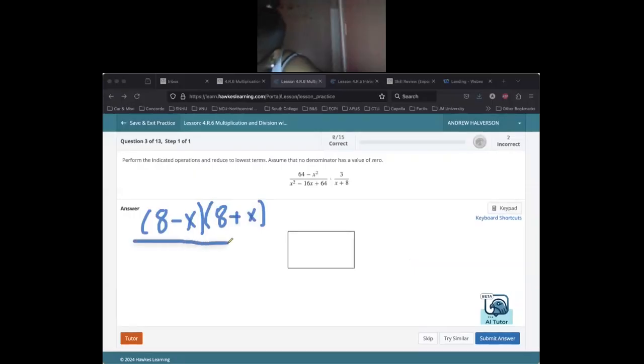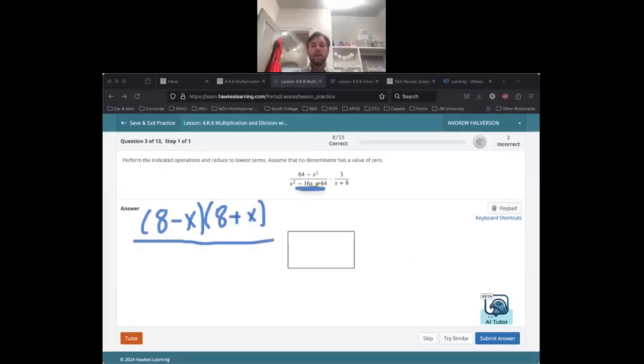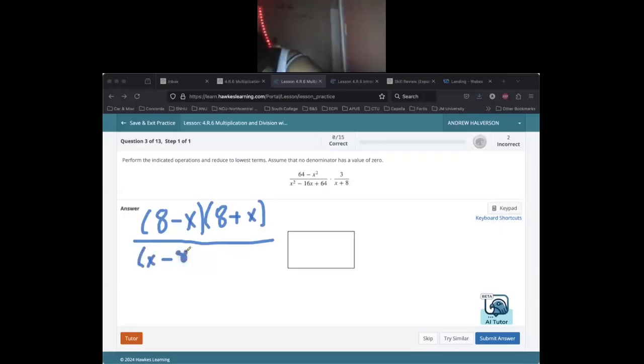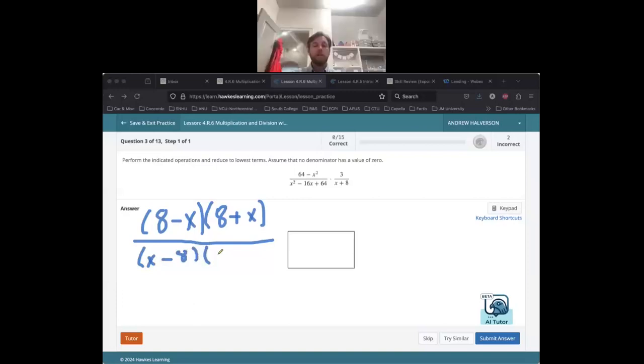And then the bottom, x squared minus 16x plus 64. Well, that's a trinomial, leading coefficient of 1. So you ask yourself, what factors of 64 will add to give me negative 16? And that's going to be negative 8 plus negative 8. x minus 8 times x minus 8, or x minus 8 squared, whichever one. And then we just bring down the second fraction times 3 over x plus 8.